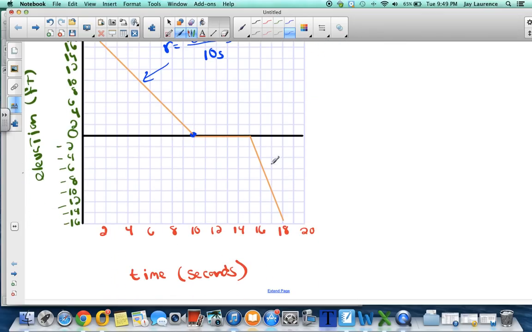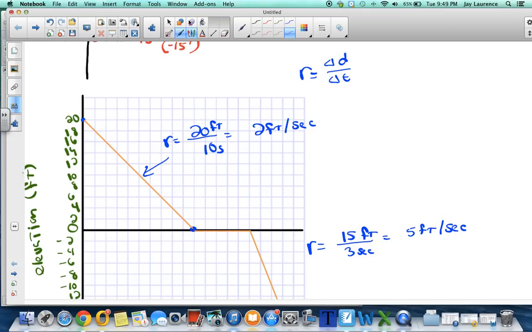And you should be able to do something similar here. Okay, R is going to be, he goes down 15 feet, and he takes 3 seconds to do so, I believe, 3 seconds. And so here, he's going at a rate of 5 feet per second. And there you go. All right, let's look at another problem now.